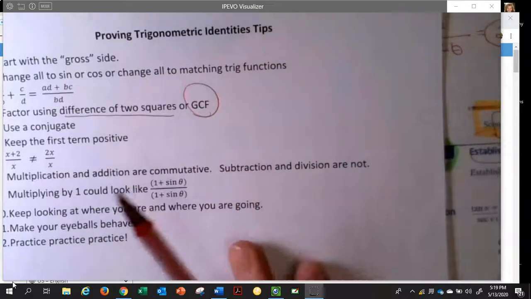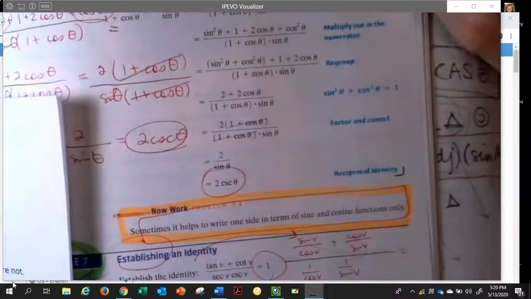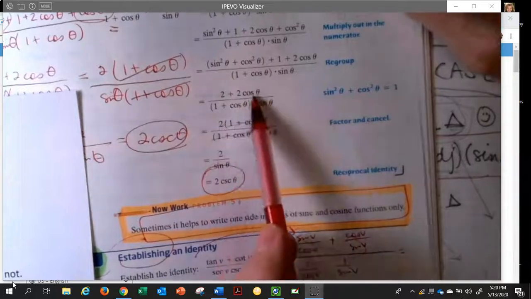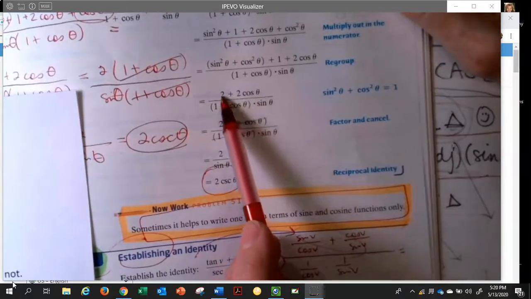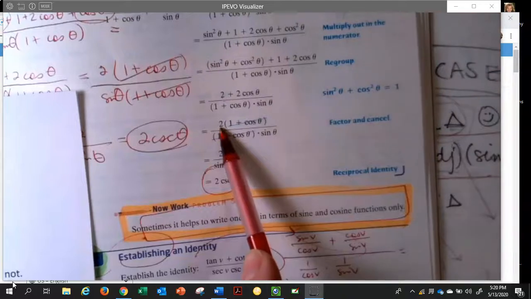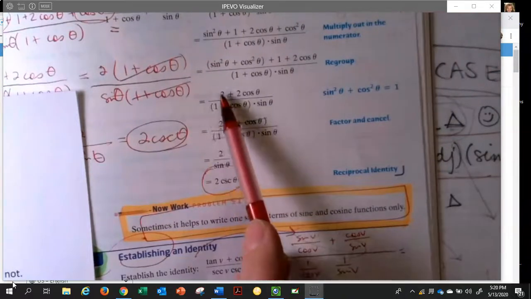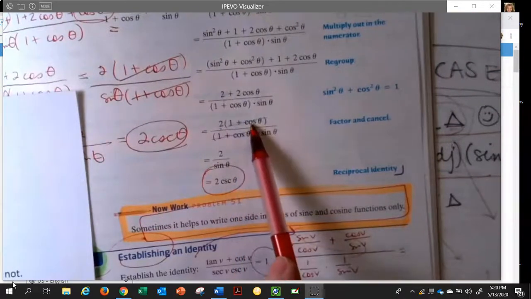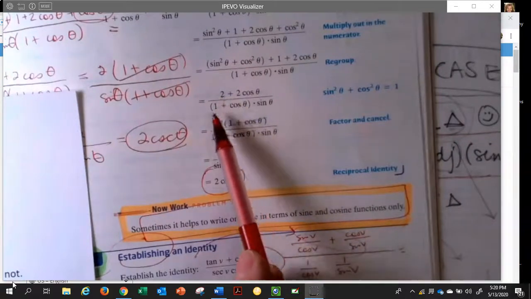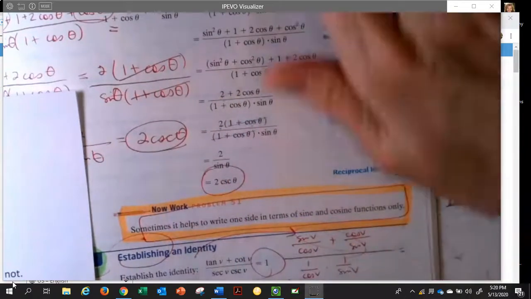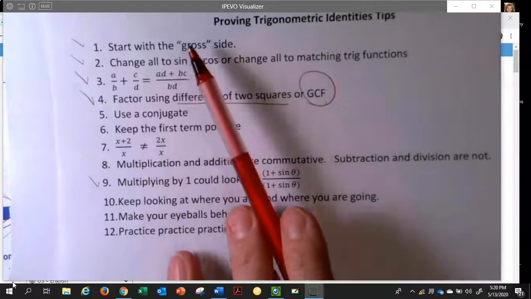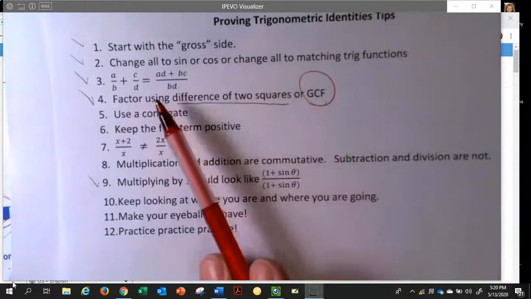Greatest common factor can come out in many places, and just scanning the book, here's one right here. I cannot put these terms together, but they both have a 2. So if I move 2 out front, I can factor it out as a greatest common factor. And then I'll have the 1 left in here and just the cosine here. Quick check. I could distribute the 2 times the 1 and go back to where I was. But you got to keep in mind, to get these identities done, start with the gross side. Change everything to sine or cosine.